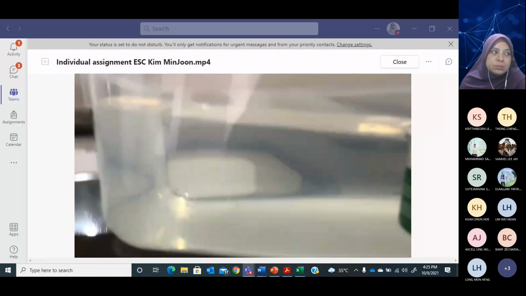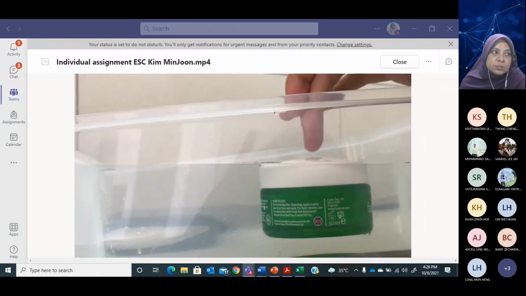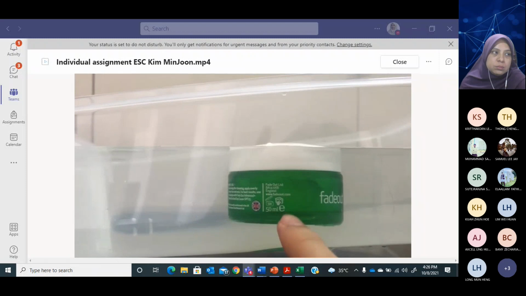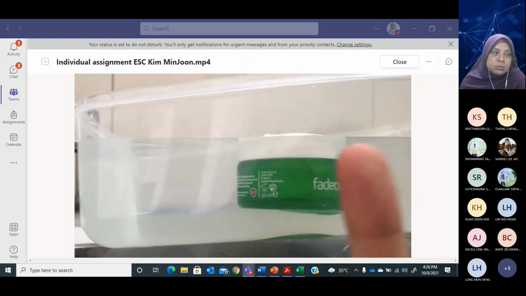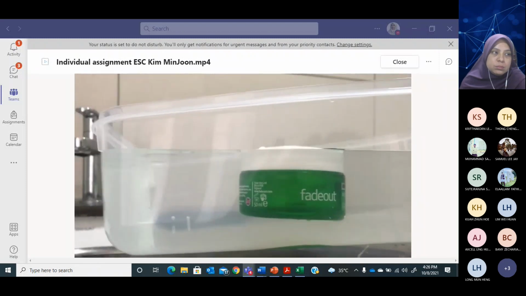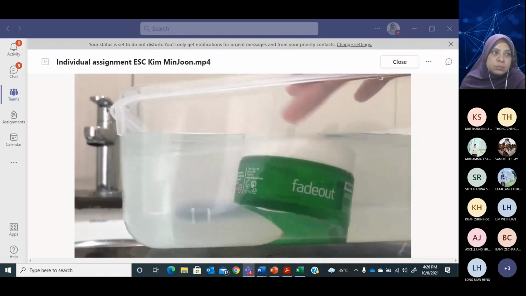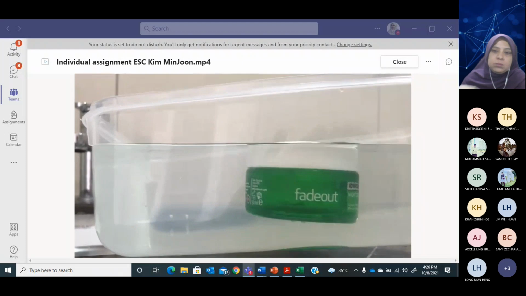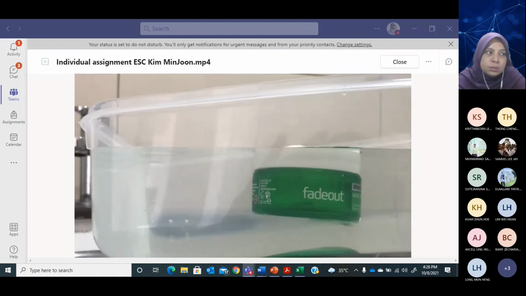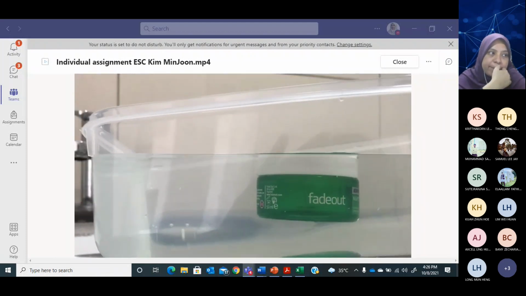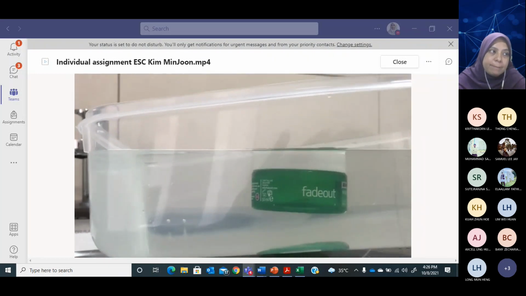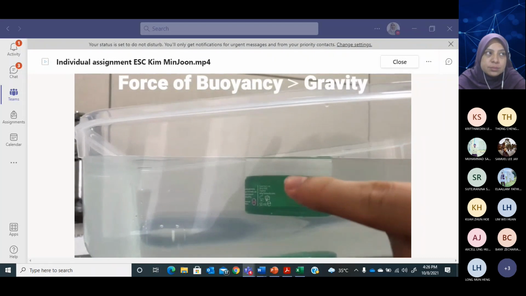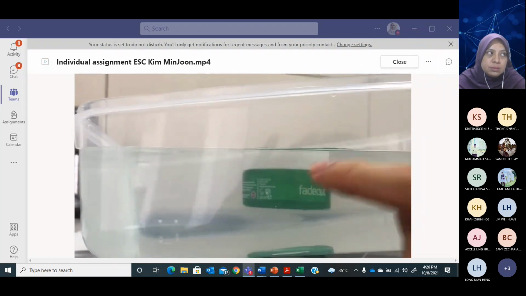So if we see here, the thing that pushes down is gravity, but the force that acts upwards is called buoyancy. And if you see that the object is not sinking, that is due to positive buoyancy, meaning that there is a positive buoyancy force that acts more than the gravitational pull.